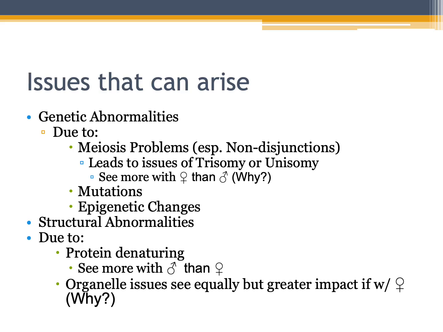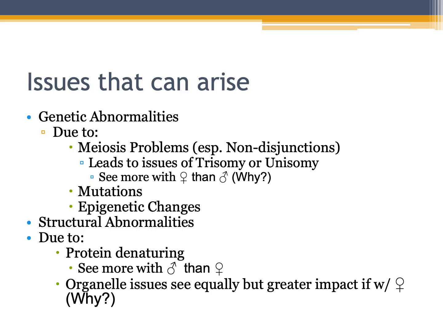We will see structural abnormalities. The structural abnormalities tend to be due to protein denaturing, which we'll see more often in males than we will see in females. And once again, try to think about why that might be. We will also see organelle issues. This organelle issue is going to impact female gamete production as opposed to male gamete production.